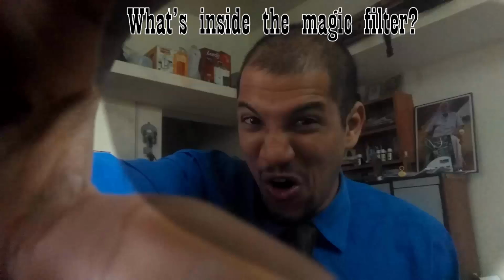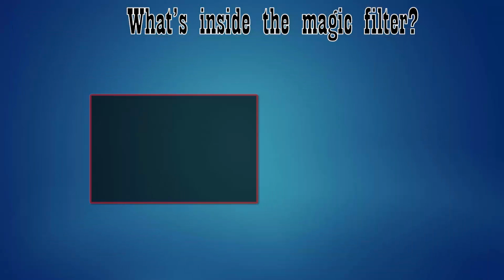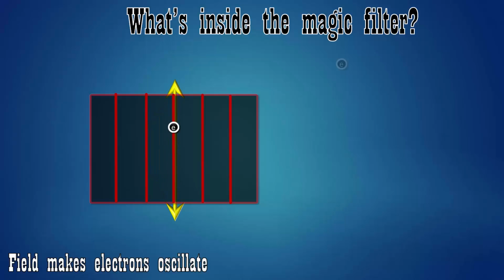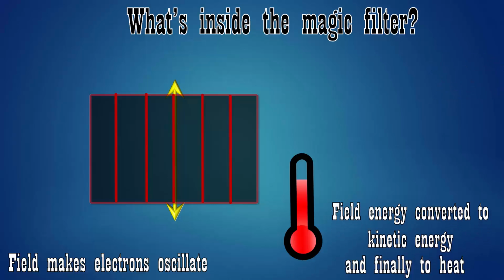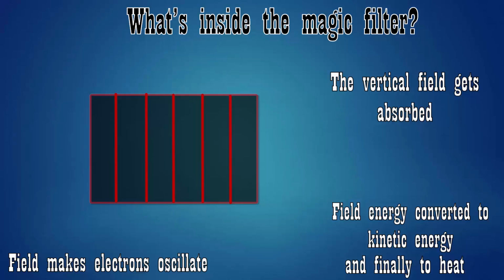Ooh, nice. So what does a polarizing filter consist of? At the most basic level, a filter can be thought of as made up of vertical wires all parallelly aligned to each other as shown. If you now shoot a vertical electric field vector, then this is going to make the electrons in the wire oscillate. Thus the electric field energy gets converted into the kinetic energy of the electrons, which is finally dissipated as heat. Thus, the vertical electric field vector is absorbed.